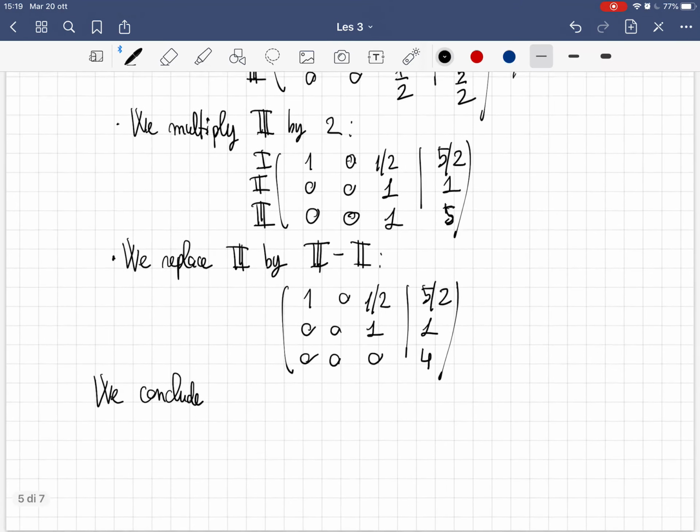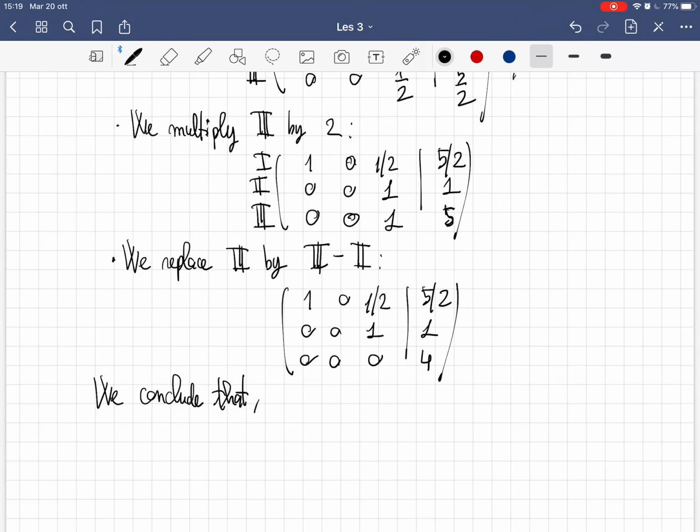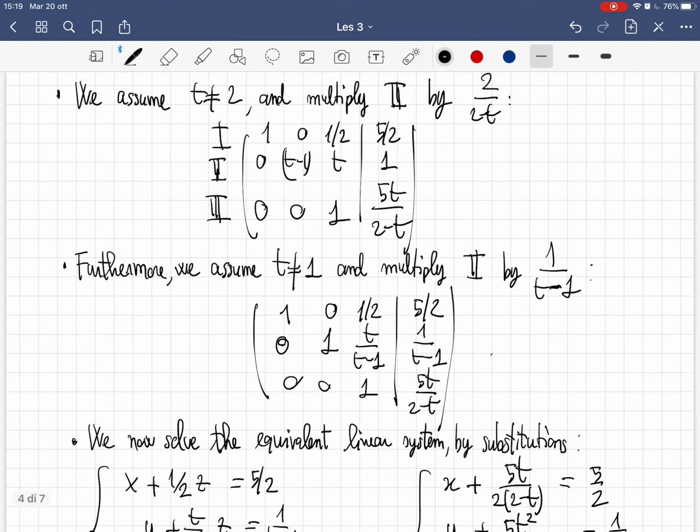Let's repeat. If t is equal to 1, we conclude that... I'm just repeating things. It's not really necessary, but I just feel safer by repeating some things sometimes. The linear system has no solutions. And this is it.